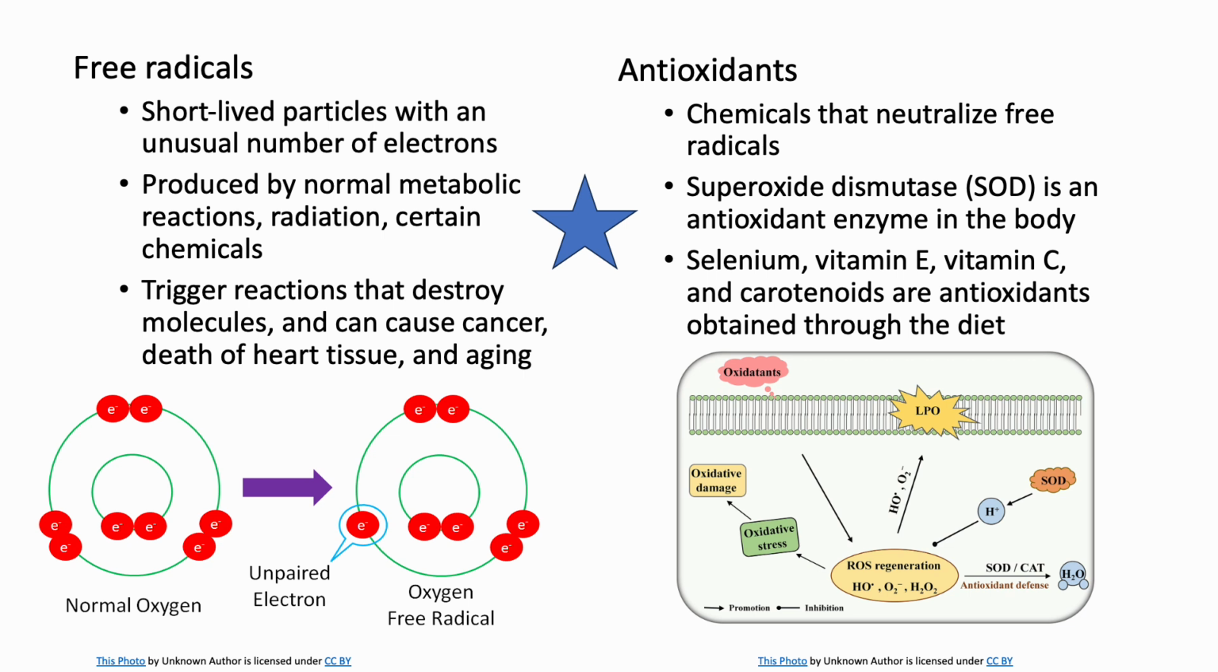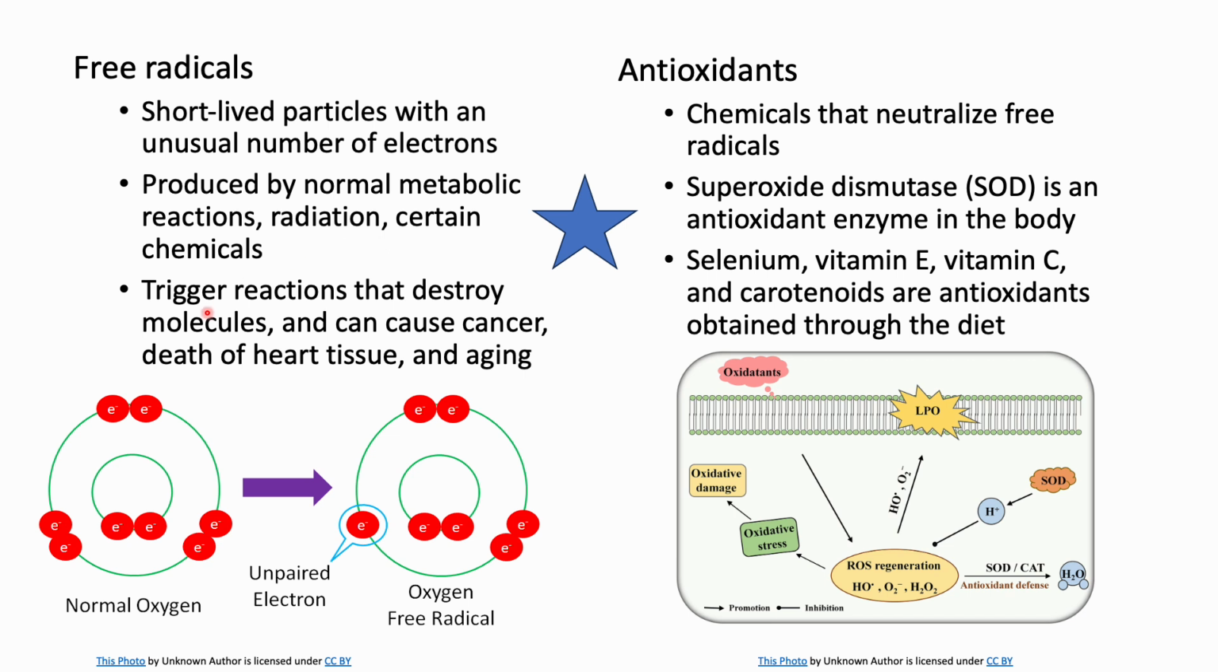Free radicals. So free radicals are short-lived particles with an unusual number of electrons. They are produced by normal metabolic reactions, radiation, and certain chemicals. So right now, your body is doing metabolism. We are making energy, we're using energy. In this normal healthy process that our body does constantly, we are also producing free radicals.